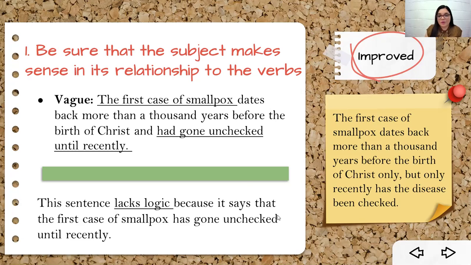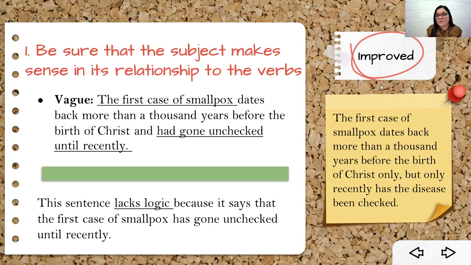You have an example here, and it says, the first case of smallpox dates back more than 1,000 years before the birth of Christ and had gone unchecked until recently. Do you see the logic of this sentence? This sentence is illogical. Why? Because it says that the first case of smallpox dates back more than 1,000 years before the birth of Christ, and then it says that it has gone unchecked until recently. So it was discovered before Jesus Christ, but it had gone unchecked.